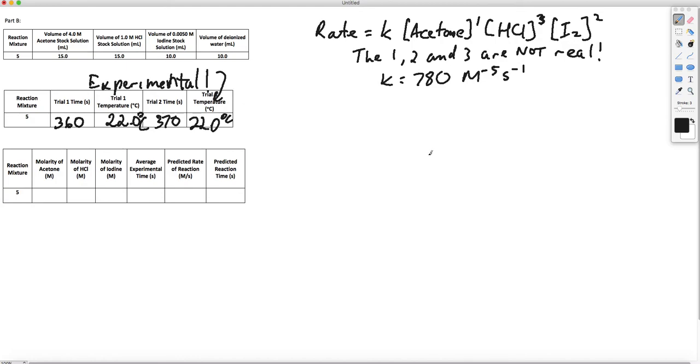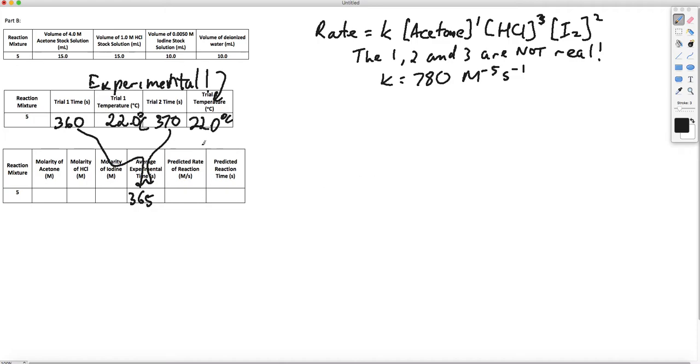That's really important. So the average time goes down in here, the average experimental times, and that would be 365 seconds. Actually, I don't need to put seconds there because it's already in there. So 365 seconds is what I've got.